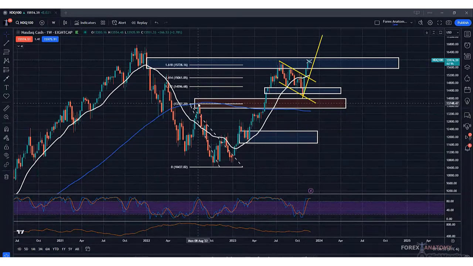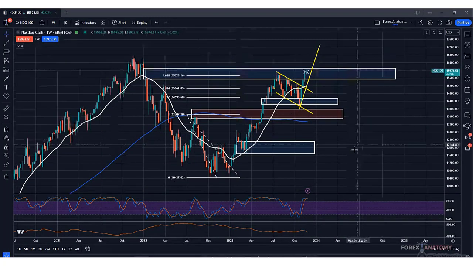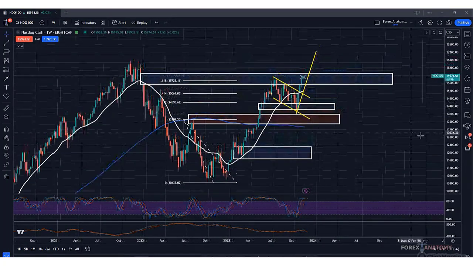Oh yeah, I was going to say, for that CAD yen trade, it stopped us out, but it looks like it wants to respect that zone of demand. So there may be an opportunity to get in on another buy, but if you do so, it's risky. I just wanted to say that for CAD yen. But all right, here's the Nasdaq.